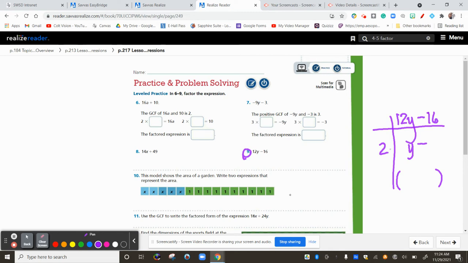So 12 divided by 2 is 6, and 16 divided by 2 is 8. So now I've simplified this because I've factored out a 2. But I now look at 6 and 8 and say, well, they're both even too. So I can also divide both 6 and 8 by 2 because 2 is their common factor. So 6 divided by 2 is 3. Now remember to bring the y, don't lose that, and the subtraction symbol. And 8 divided by 2 is 4.